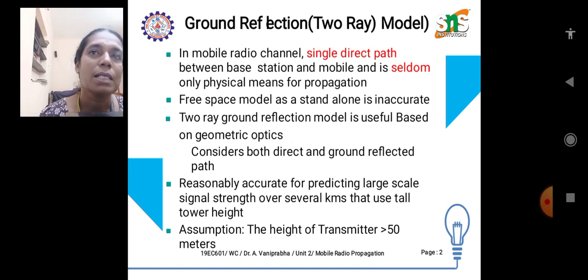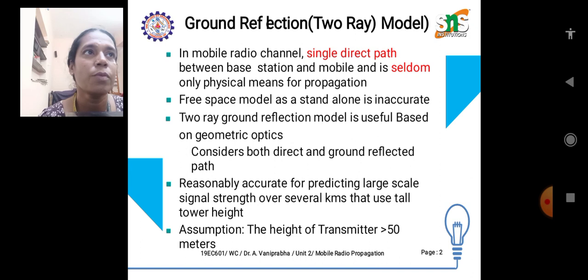So, how has the analysis been done in the ground reflection model or two-ray model? In a mobile radio channel, a single direct path between the base station and the mobile is seldom the only physical means for propagation. The free space model is standalone and inaccurate. The two-ray reflection model is useful, based on geometric optics. It considers both the ground reflected path and the direct path, and is reasonably accurate for predicting large-scale signal strength over several kilometers between the transmitter and the receiver.